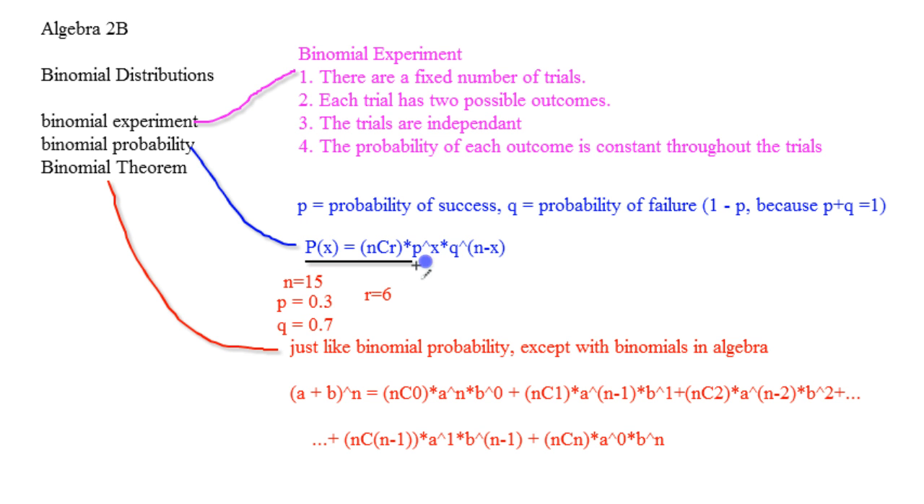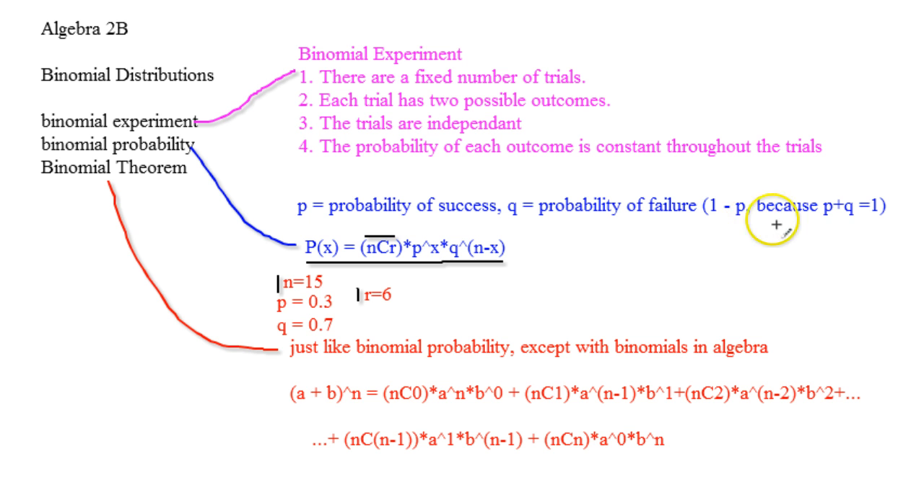So the probability of x is equal to nCr times p to the x times q to the n minus x. There's a lot of confusing stuff in there, but I'll explain each part step by step. nCr is just the combination. n is what you'll be given, and r is listed right here, and I'll explain where these numbers come into play.